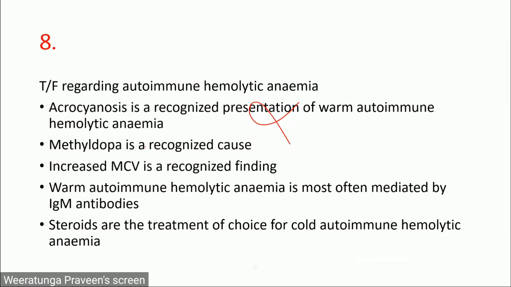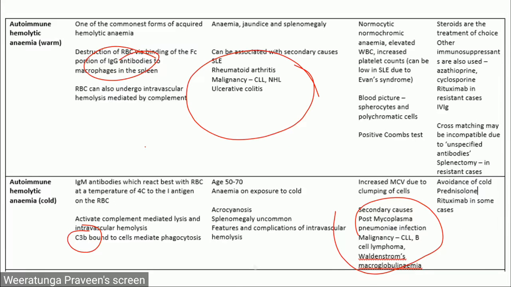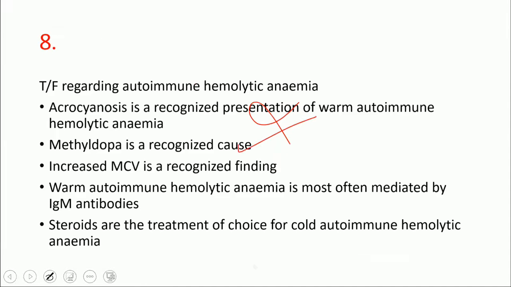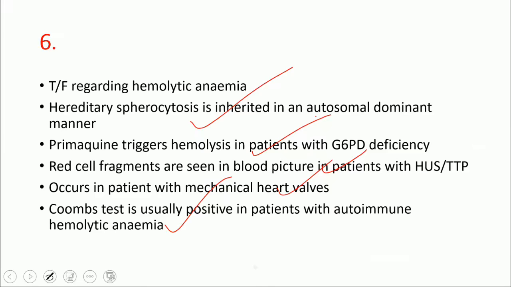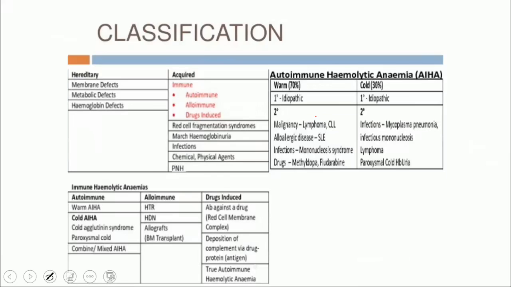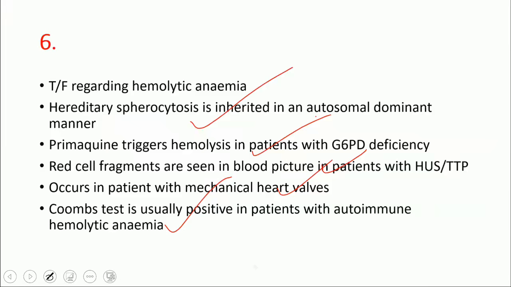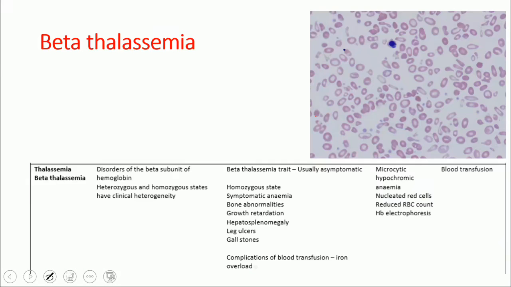Right. And there are certain drugs that cause autoimmune hemolytic anemia. Methyldopa is a recognized cause. Drugs can cause both warm and cold, right? For methyldopa, there was one on the slide.